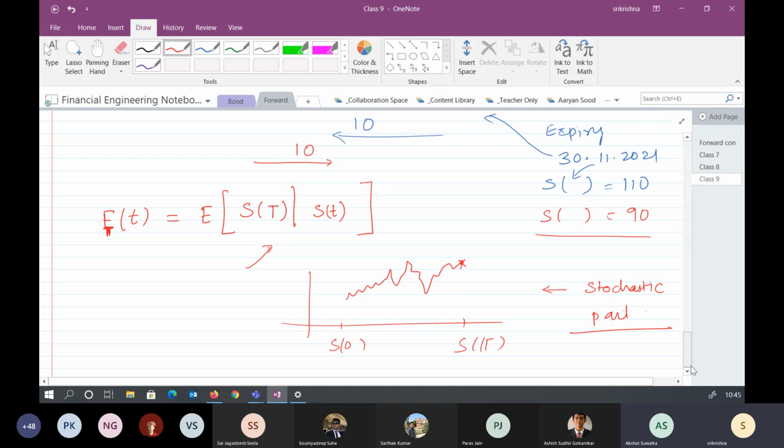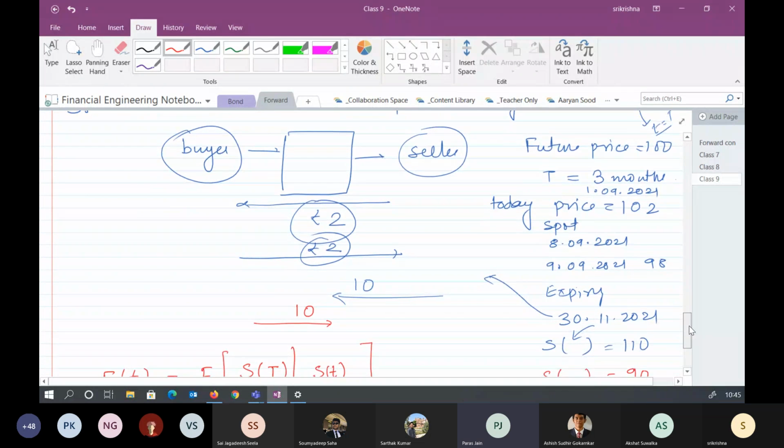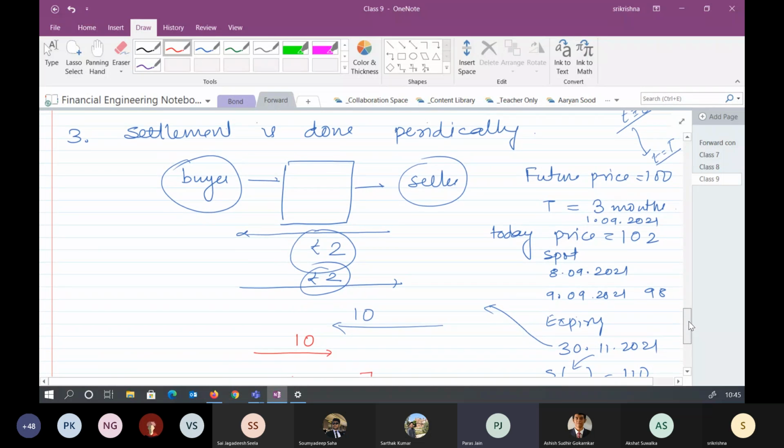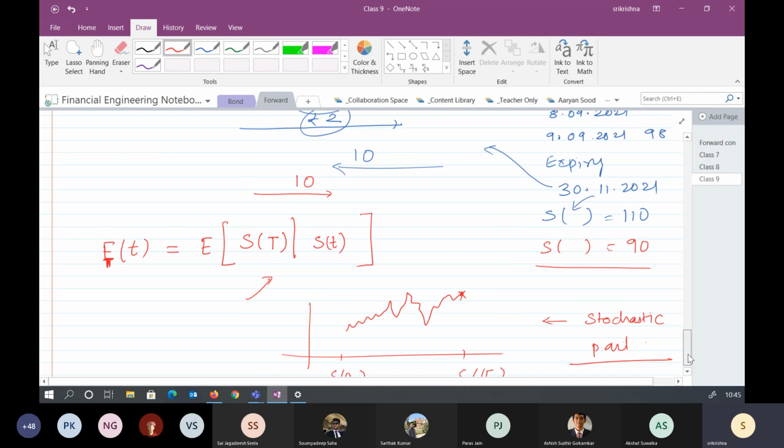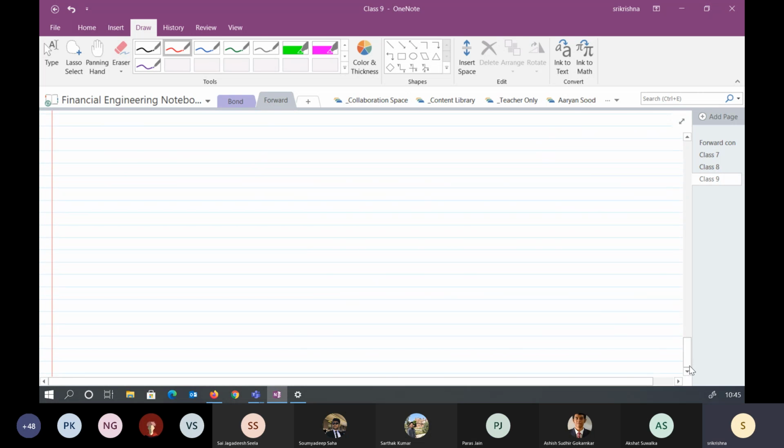Sir, at the end of each day, the difference between the spot price and the future contract price will be paid, right? Which one? At the end of each day, what is to be paid is the difference between the spot price and the future contract price. No, no, no. Try to understand. Again, I am writing it so that it will be clear.